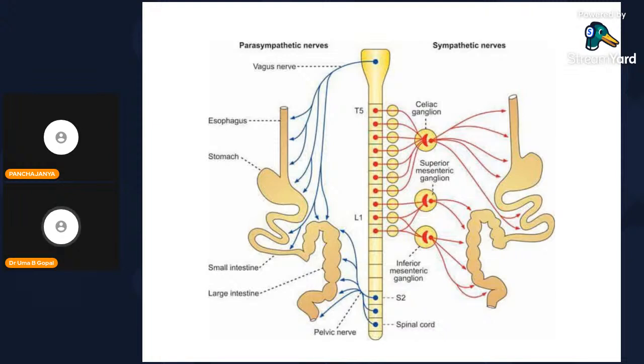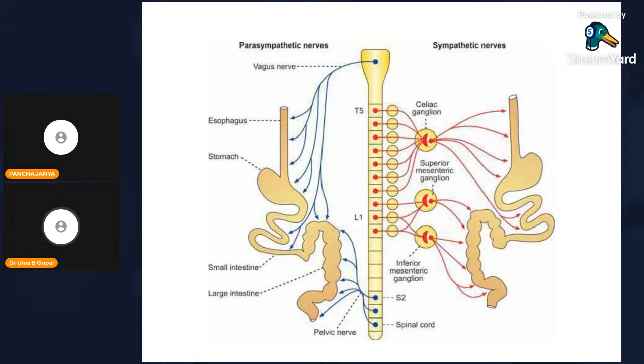So you can see the difference between the sympathetic and parasympathetic. You can see the vagus nerve here, which is parasympathetic, supplying the stomach. The vagus nerve is stimulatory for contraction of muscles in the wall of the stomach, but inhibitory to the sphincters, the cardiac and the pyloric sphincter.